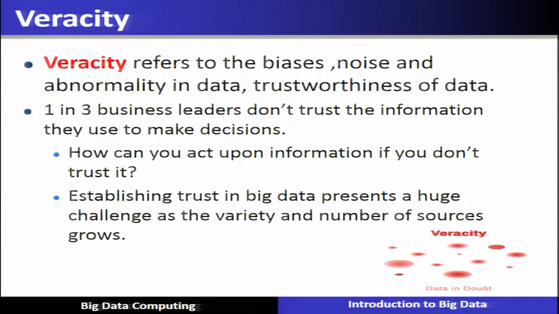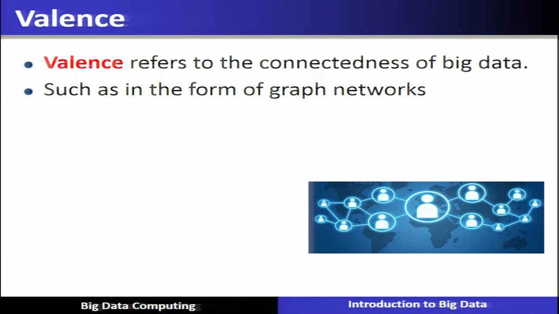So how can you act upon the information if you don't trust it? For example, if somebody gives wrong age information and you are acting on it, then the decisions are not going to be accurate. So veracity is going to be an important factor, and it will affect the decisions. Therefore, the quality of data veracity will ensure that. Establishing trust in big data presents a huge challenge as the variety and the number of resources grow. Another characteristic is called valence, which often refers to the connectedness of the big data.